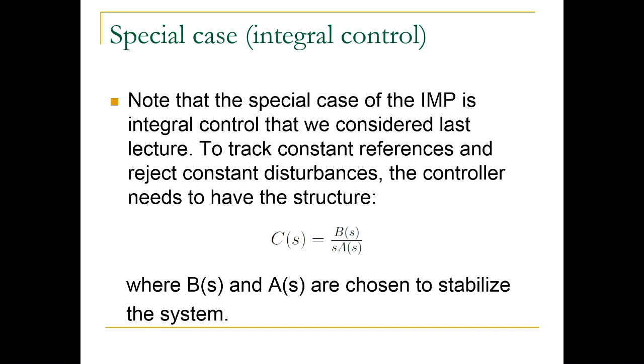But how would design proceed? You first figure out what the generating polynomial is for the disturbances and references you want to track and reject. Then you impose this structure on the controller. Then you design polynomials B and A so that the closed loop is stable. That's it. That's the internal model principle in action. That's how you would use it, right?